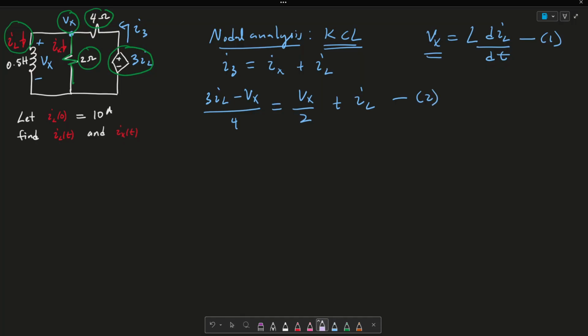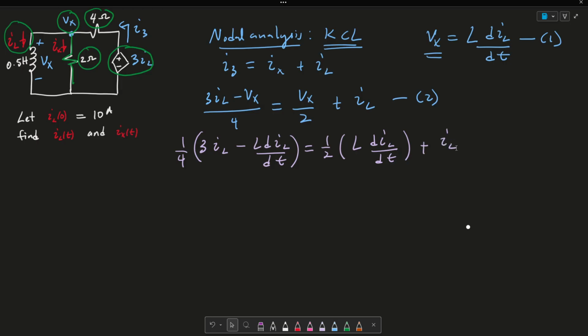All right. So let me go ahead and plug in Vx into my equation number 2. And so I get that (3iL minus L diL/dt), all this times 1 over 4, is equated to 1 over 2 times L diL/dt plus iL. Okay, so note that L is equal to 1/2.